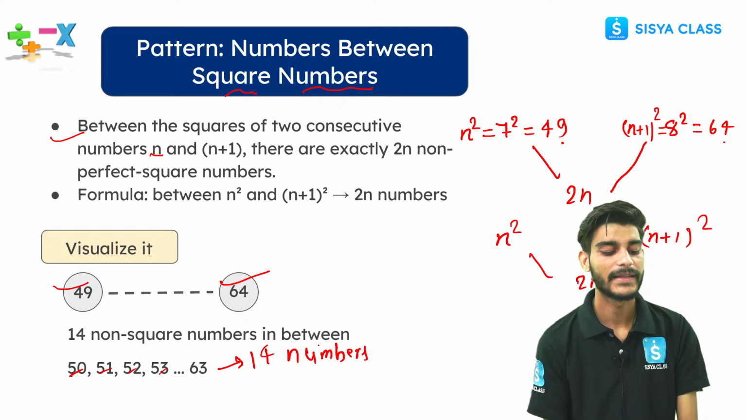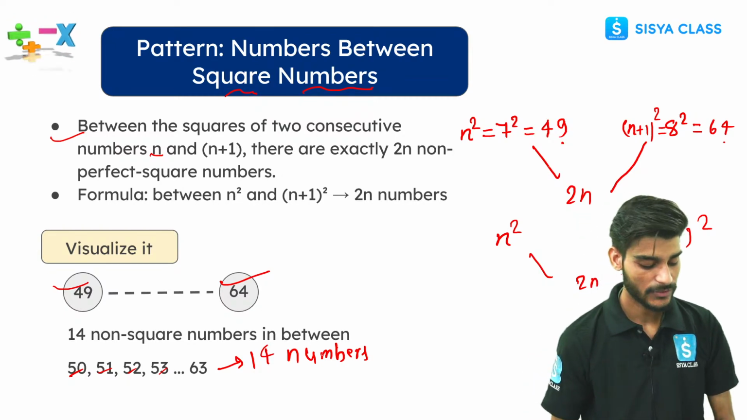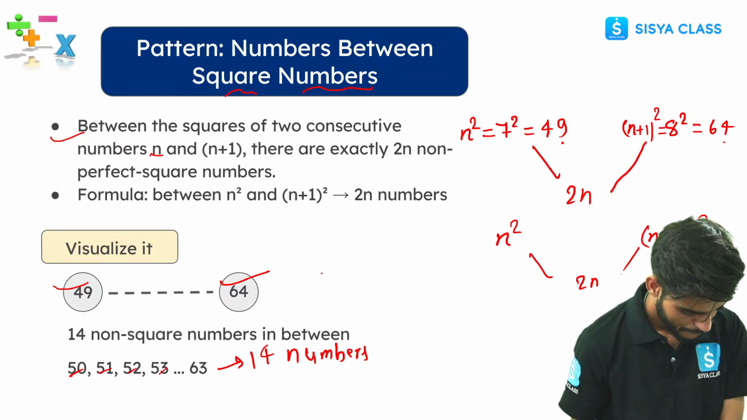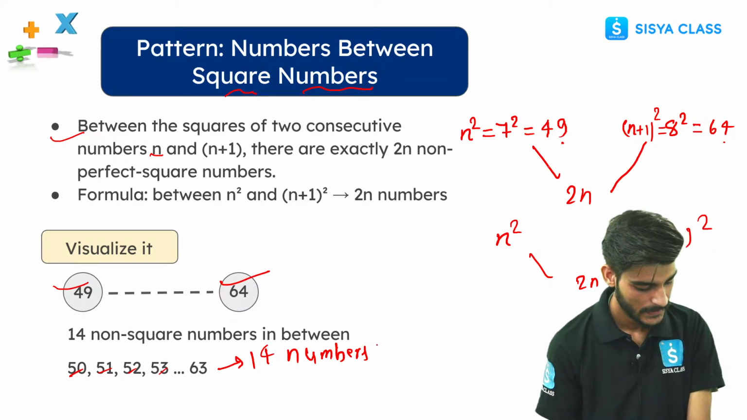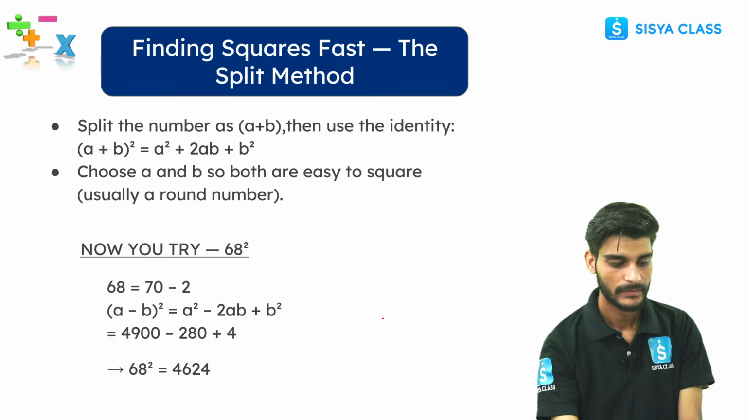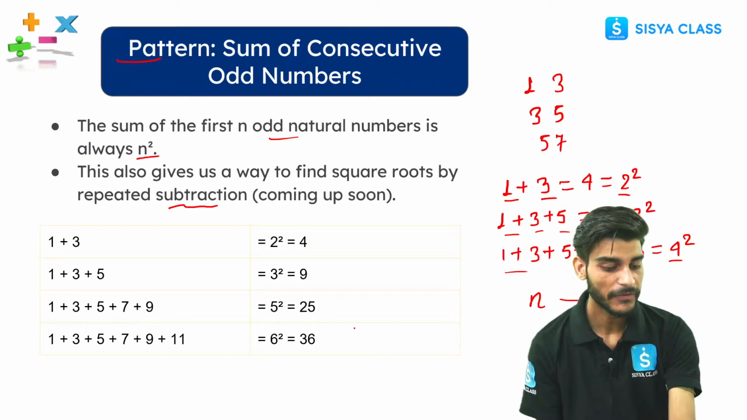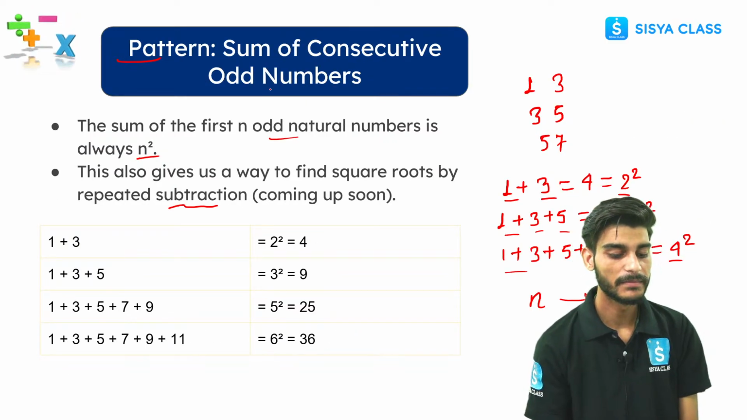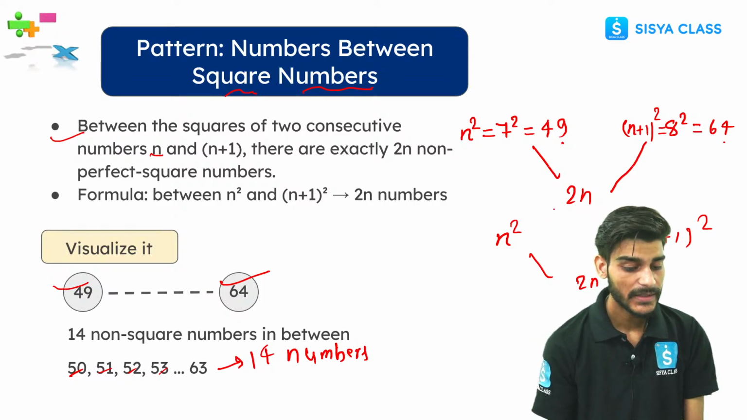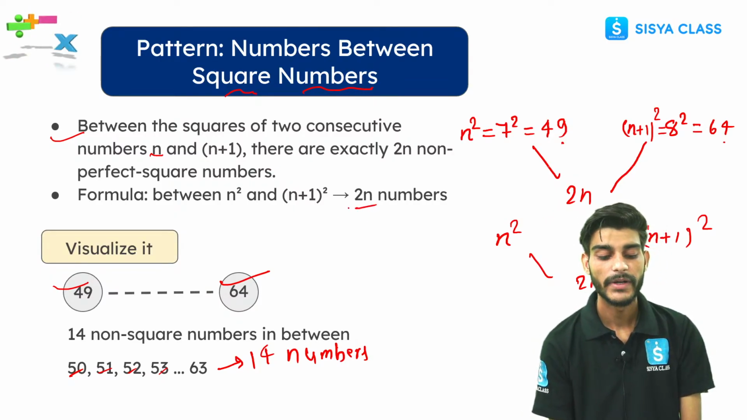14 numbers are there between 49 and 64 which are not perfect squares. Any doubt? You can ask me. So these were the two patterns that you need to remember. The first one was the sum of consecutive odd numbers, which is n square, and the second one is that the numbers between two consecutive squares, n square and n plus 1 square, are 2n numbers.